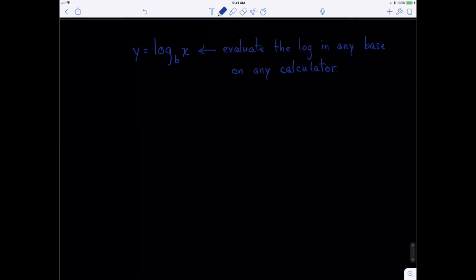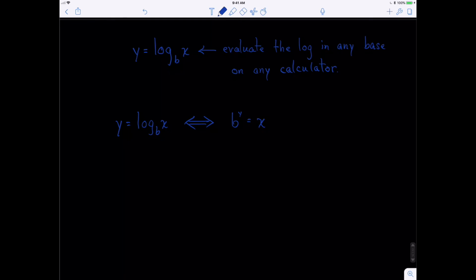Well, what we're going to do is start by using what we've learned. We have y equals the log base b of x. So we know if this is true, then we also know that b raised to the y equals x. This is also true.